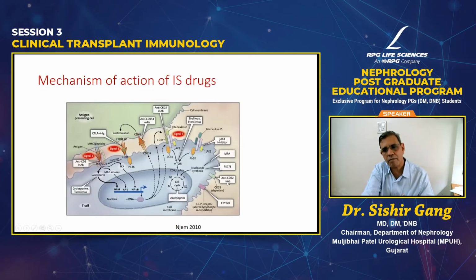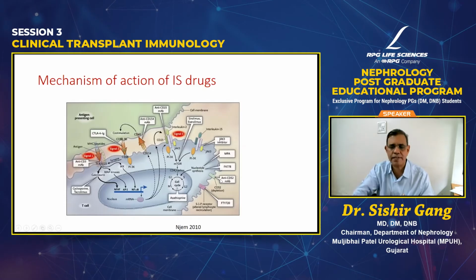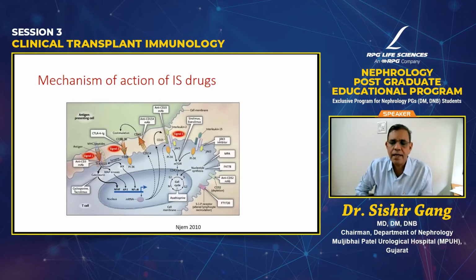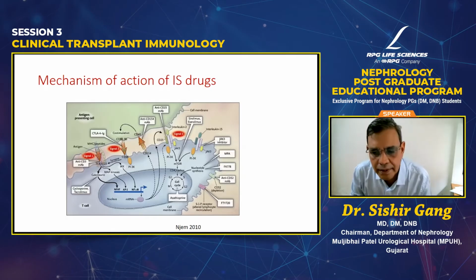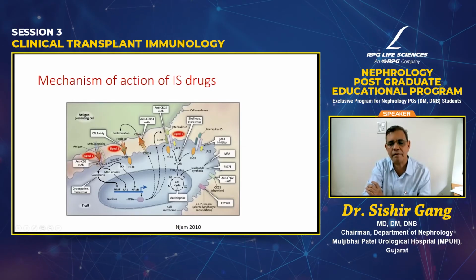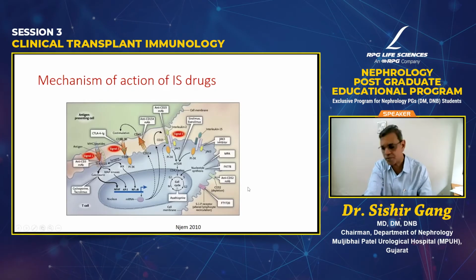Anti-CD52 monoclonal antibody is present on both CD4 and CD8 T cells, and therefore it can cause severe depletion of the T cells. I'm just missing the name of the drug, but it is currently not available in our country, though it is available outside, where you can really deplete with anti-CD52 antibodies. Okay, so in this way you can have several targets where you can use these drugs.